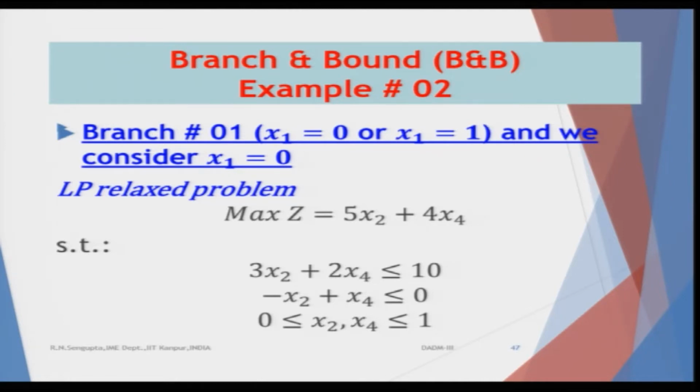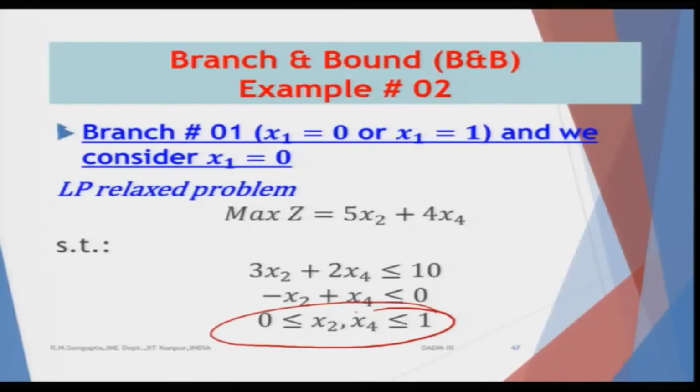The first constraint remains, which is 3x2 plus 2x4 is less than or equal to 10. The second and third are not to be considered, very simplistically, I have mentioned that. The fourth constraint remains, which is minus x2 plus x4 is less than or equal to 0. Now, as we bring in the relaxed formulation, x2 is between 0 and 1, both inclusive, continuous, and x4 is between 0 and 1, both values inclusive, continuous. This has been highlighted here. So, now we have the LP relaxed formulation of the branch where we have gone the first step.